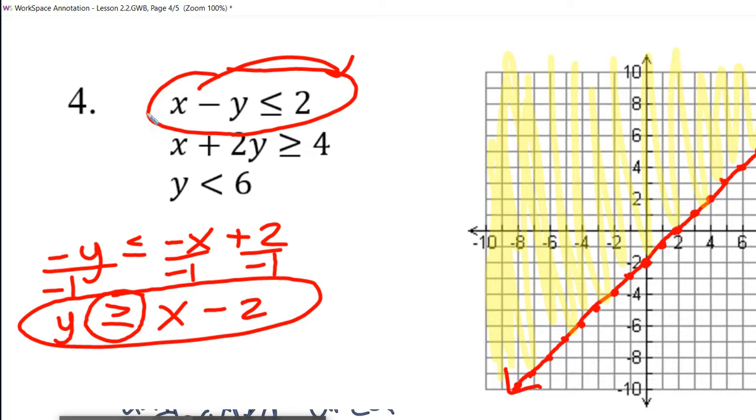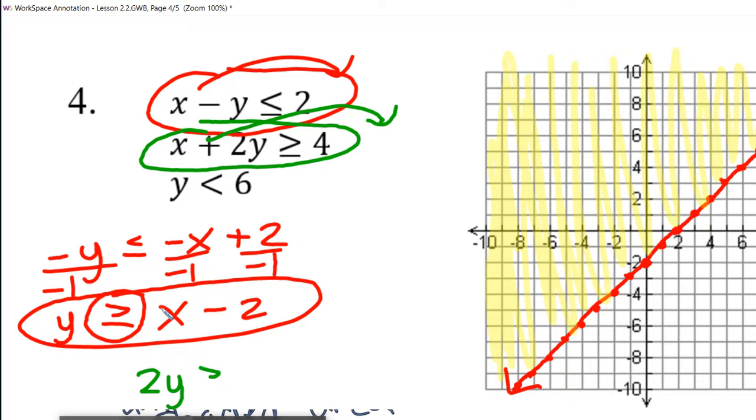Okay, moving on to the second inequality. We have x plus 2y is greater than or equal to 4. To get y by itself, what needs to move? What happens to x when I move it to the other side? So 2y is greater than or equal to negative x on the right. Did I move the 4? No, so it stays positive 4.